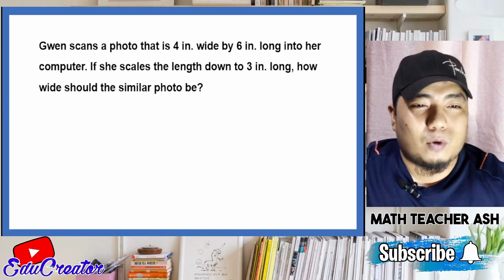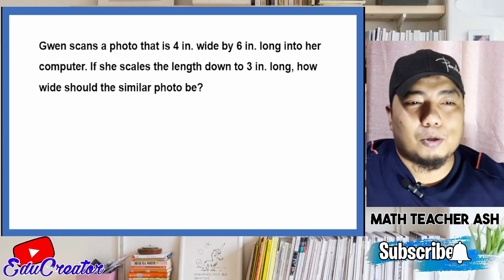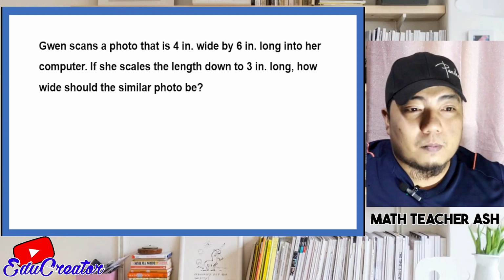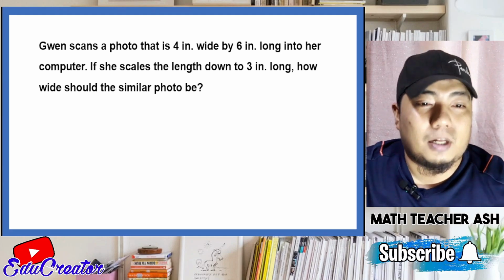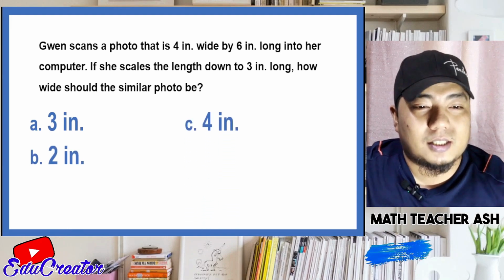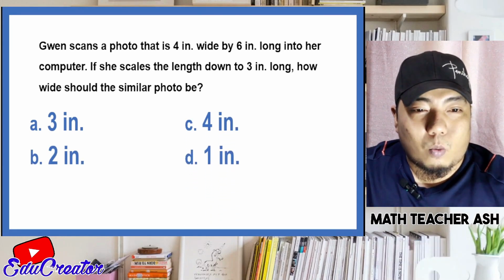Gwen scans a photo that is 4 inches wide and 6 inches long into her computer. If she scales the length down to 3 inches long, how wide should the similar photo be? Is it A, 3 inches, B, 2 inches, C, 4 inches, or letter D, 1 inch?